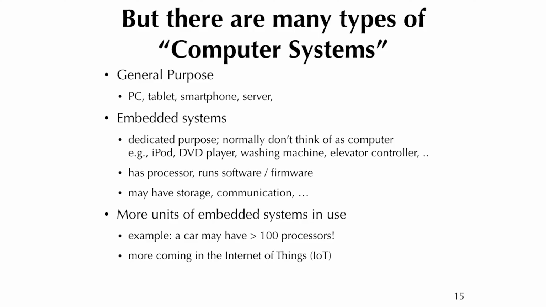Embedded systems are more dedicated purpose. So sometimes you don't even think of them as real computers. Like a music player, maybe your DVD or Blu-ray player, your TV, for example, might even have a whole computer in there. You don't think of it as a computer. Washing machine, toaster, elevator, right? Even this microphone could be an embedded computer, right? And what makes it a computer is it has a processor, and you write software for it.